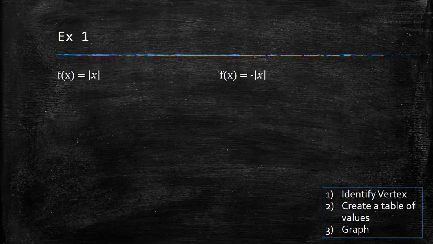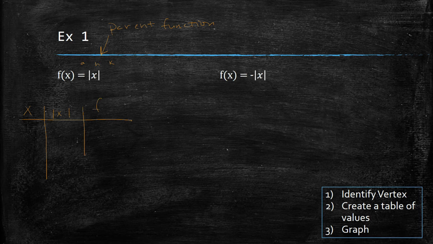So here we have the parent function for absolute value, that one right there. That's our parent function. There is no a value out here in front, there's no h inside the absolute value sign, and there's no k out here on the outside, which means that h is 0 and k is 0. So if we just wanted to make a table real quick of values so that you could see what's happening here.